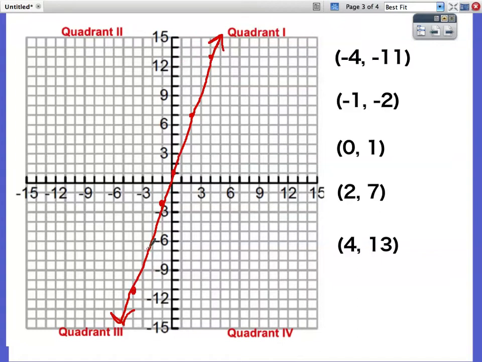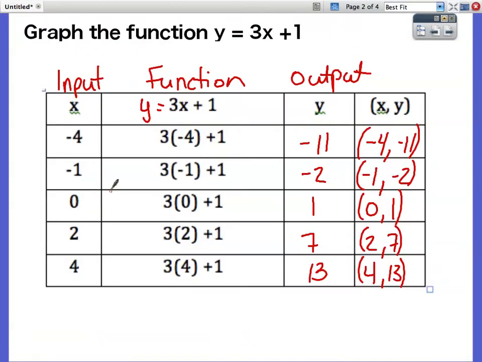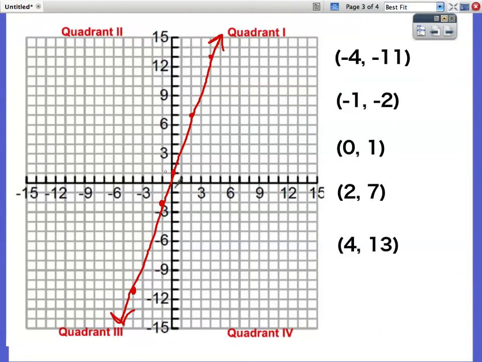Okay, so the reason I drew a line through those points is because I know that with this function, I could put in any x number I wanted. I mean, I could put in 1,000,000 if I wanted, and it'd be 3 times 1,000,000 plus 1, which is 3,000,001. So there's no number that I can't put in. And so I know that even in between these points that I graph, there's lots and lots and lots of points here that I'm just not showing.